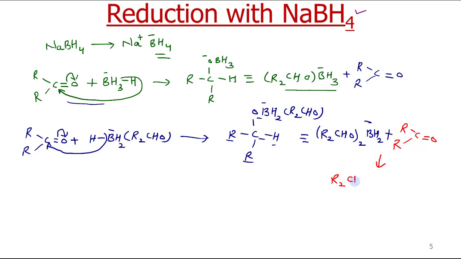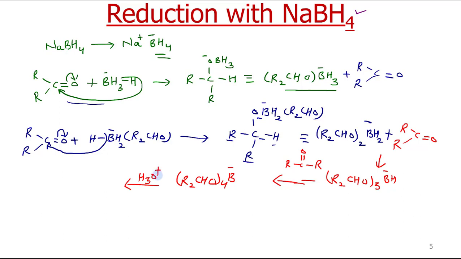It can further react with another carbonyl molecule, so the product will be (R2CHO) thrice BH negative, which can further react with another molecule of R C double bond O R to give (R2CHO)4 B negative. Upon protonation, which is also called acidic hydrolysis, it will give you four R2CHOH, meaning four alcohol molecules. So this is the overall mechanism.